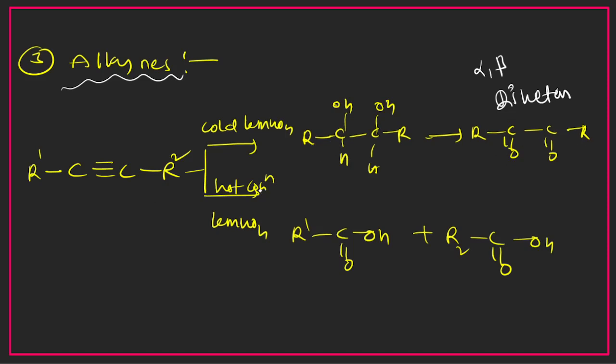Next, hot concentrated KMnO4. So the cleavage of unsaturation gives carboxylic acid. It gives RCOOH and RCOOH. It gives carboxylic acid in hot KMnO4 solution. So alkyne oxidation by KMnO4 has different conditions, cold and hot. Cold condition gives alpha beta diketones, and hot condition gives carboxylic acid. Have a look at the next one.